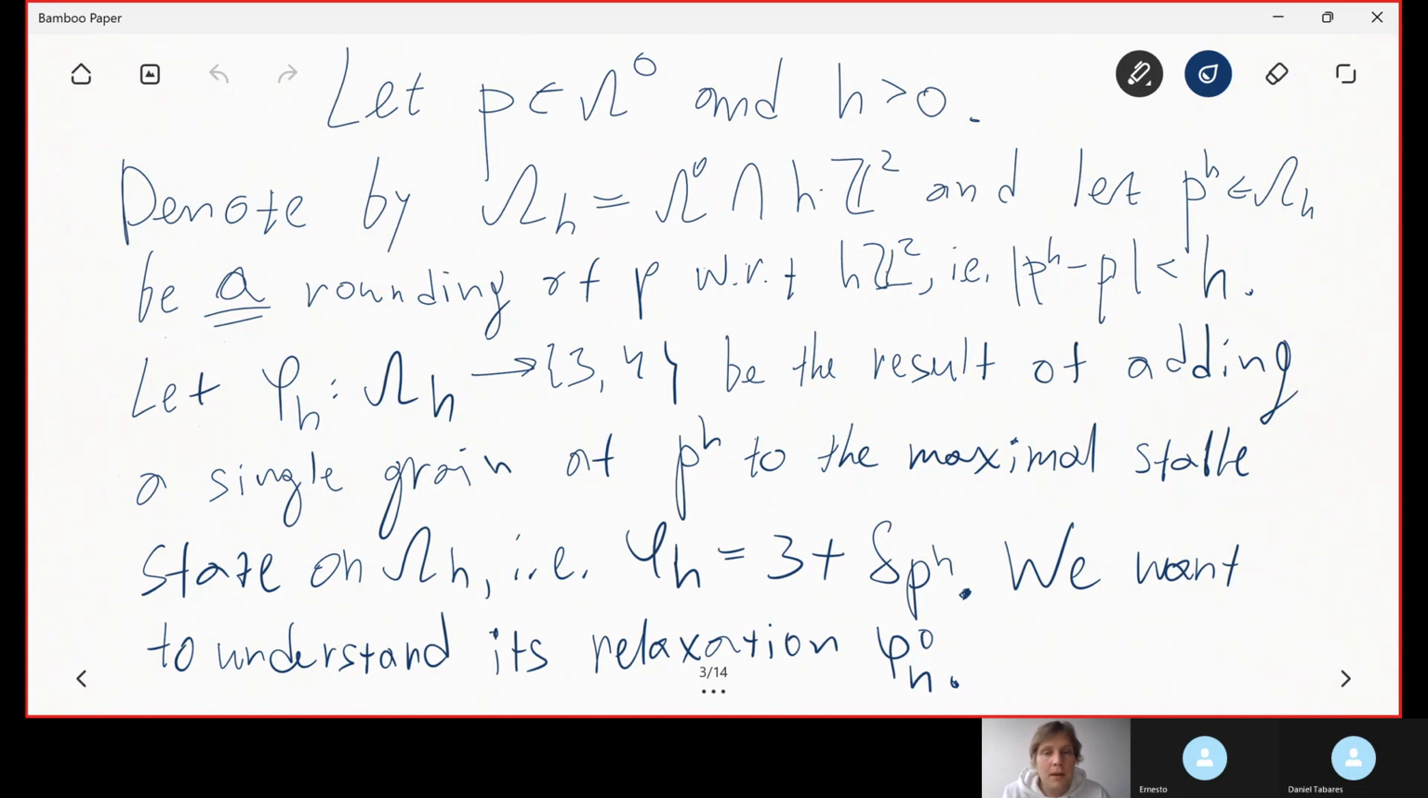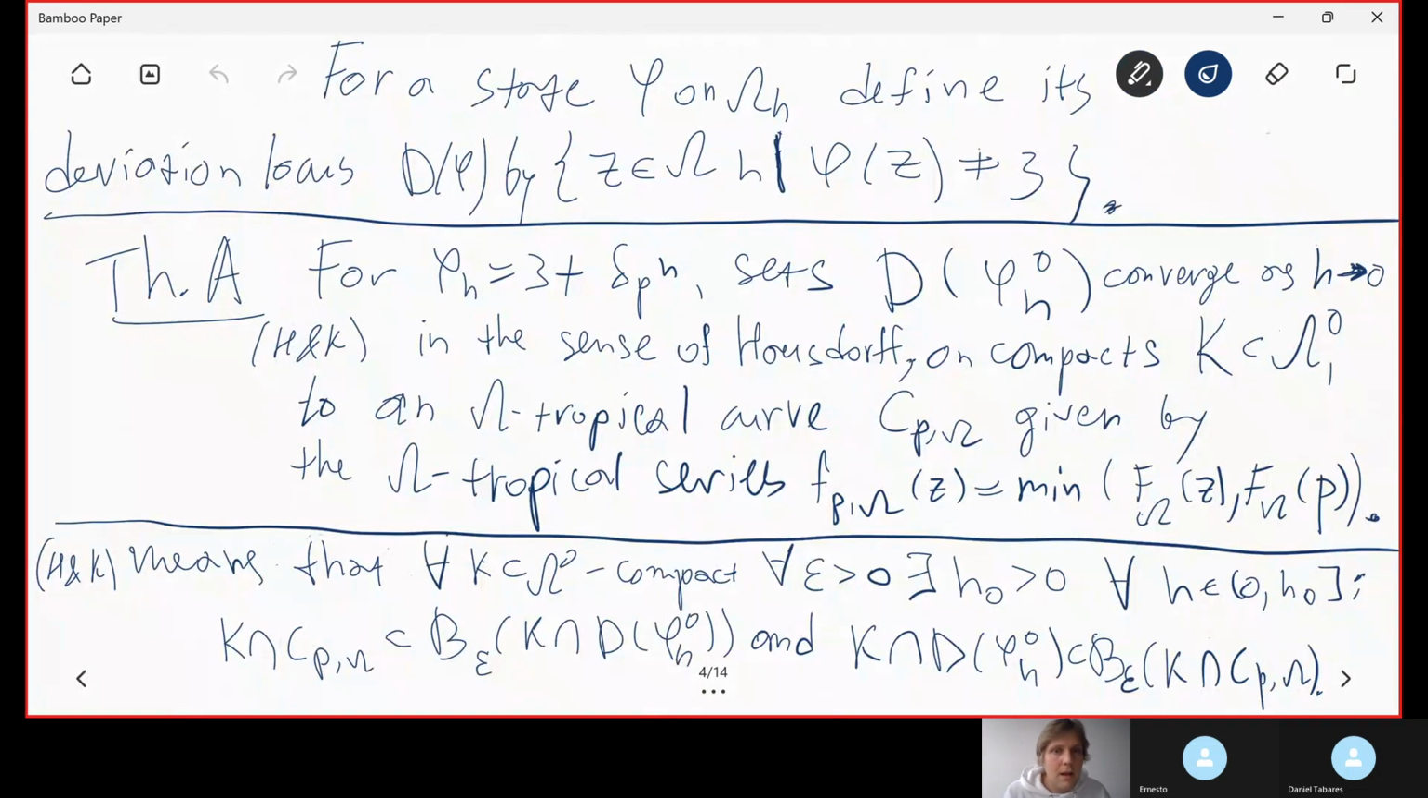So in a sense, we are probing the maximally stable state on the domain, and we want to relate the result to the geometry of the domain. And here comes the first theorem. So first of all, the claim is that this relaxation of this phi_H will be almost everywhere 3. So if H is small, the relaxed state phi_H circle is almost everywhere 3. So we are interested in the locus where it's not all 3.